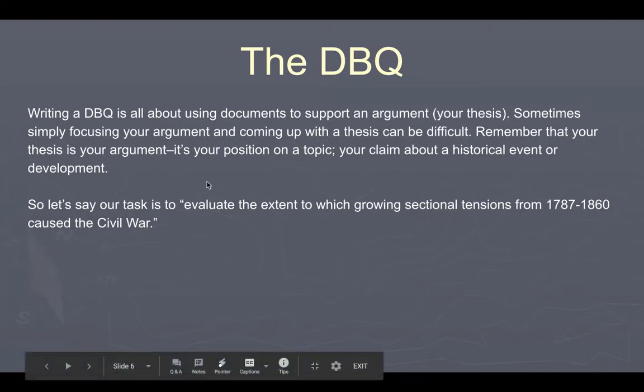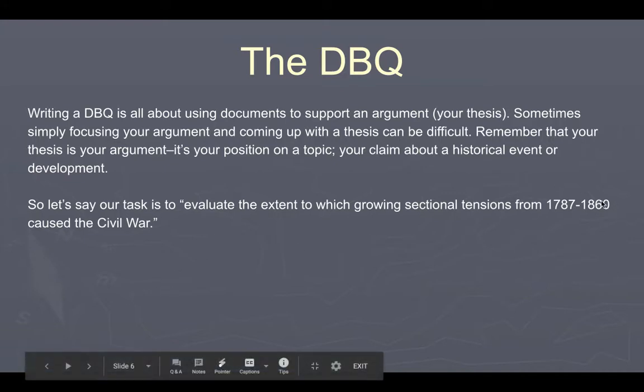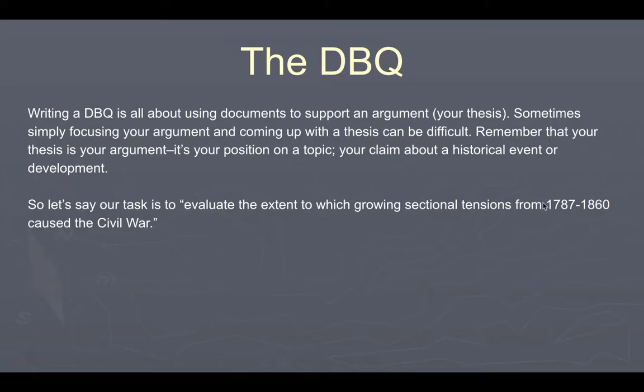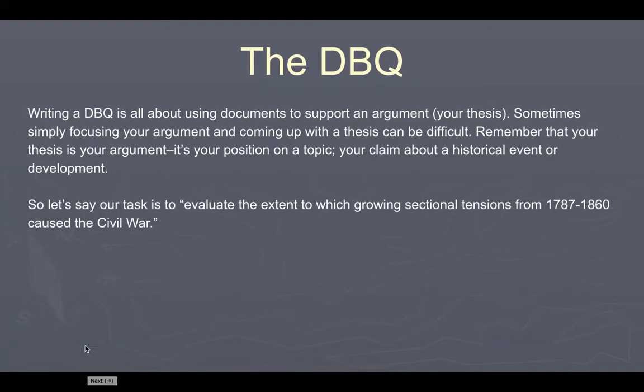So again, remember the prompt is: evaluate the extent to which growing sectional tensions from 1787 to 1860 caused the Civil War. Now, the events that I had in that review were very much more in the 1800s. 1787 is important to pay attention to because that's around the time that we actually wrote, signed, and ratified our Constitution.